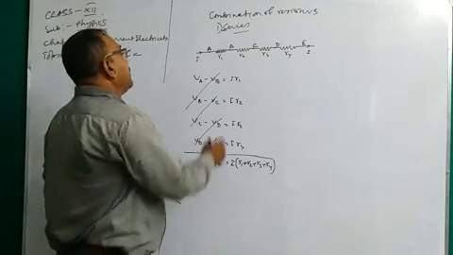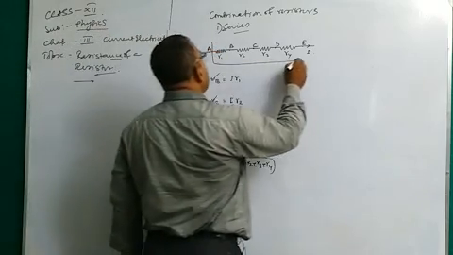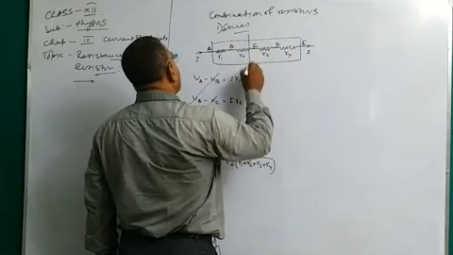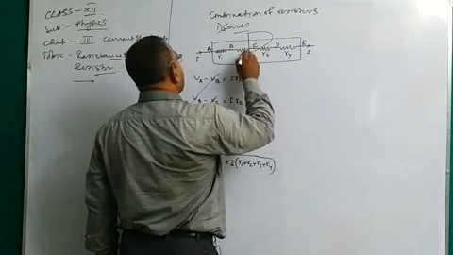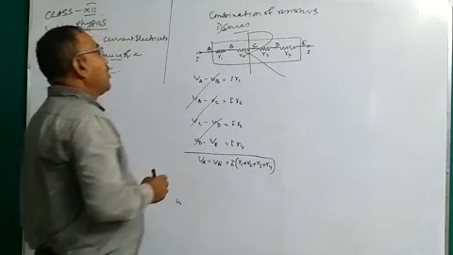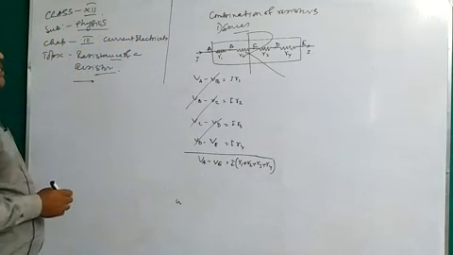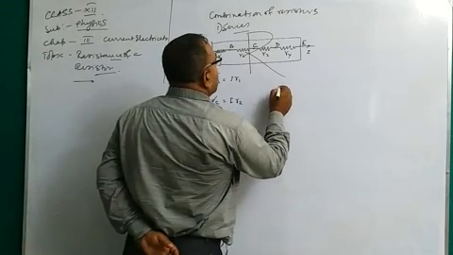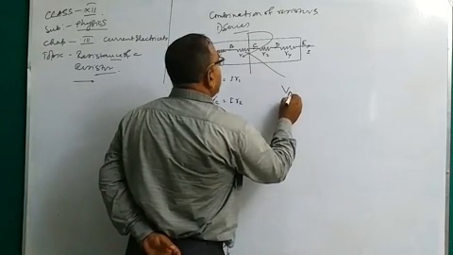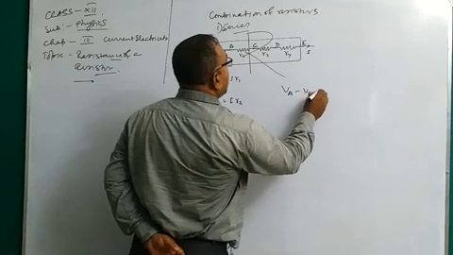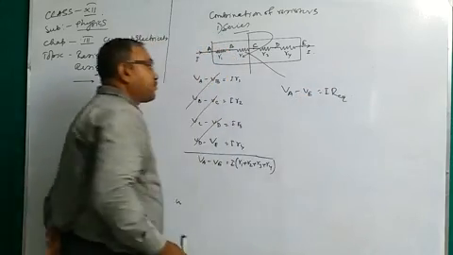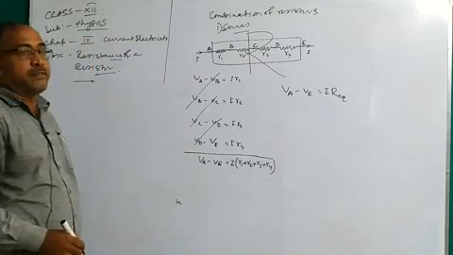Okay. Suppose you consider one resistor. The resistance of that resistor is capital R, meaning the equivalent resistance. Then we can write here VA minus VE equal to I into capital R, the equivalent resistor.